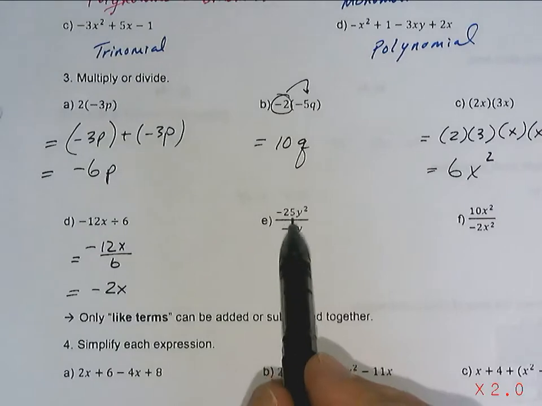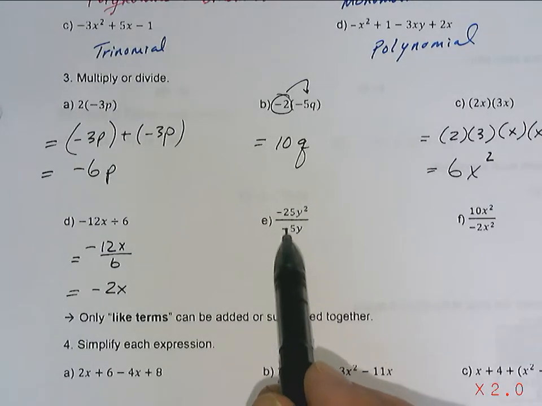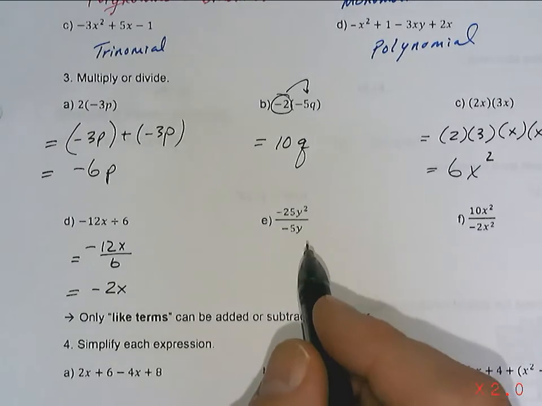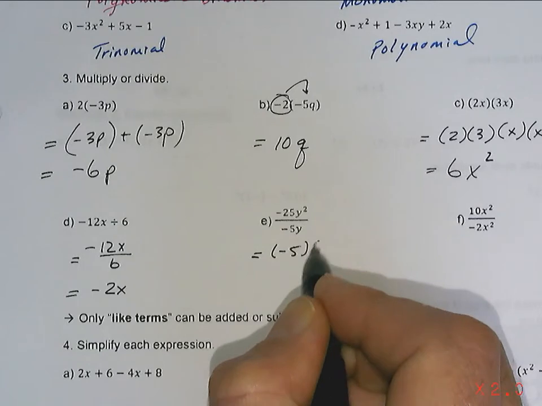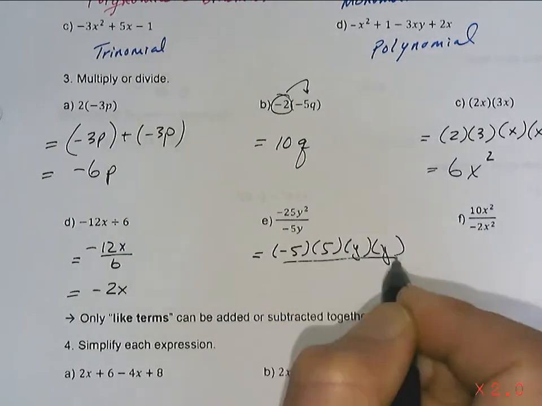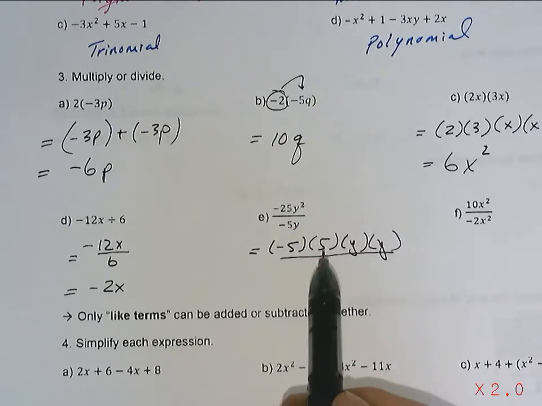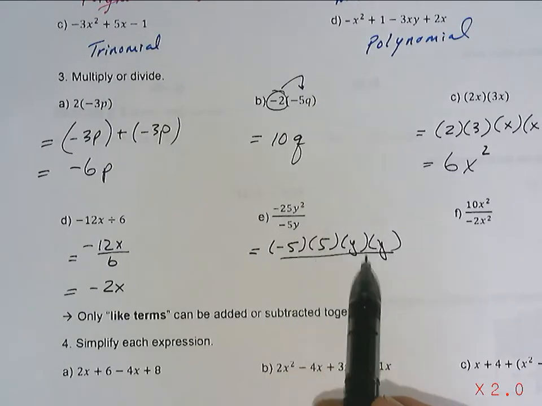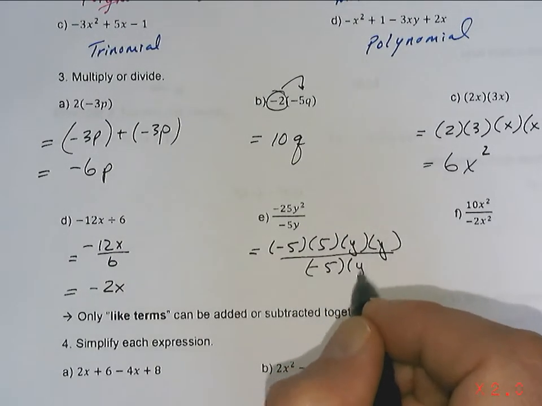Next one, I've got negative 25y squared over top of negative 5y. Now, I'm going to be honest with you. This is what I'm thinking. I've got a negative 5, I've got a 5, I've got a y, and I've got a y. That's all on top. 5 times 5 is 25, negative times positive is negative, and y times y is y squared. And on the bottom, I've got negative 5 times y.